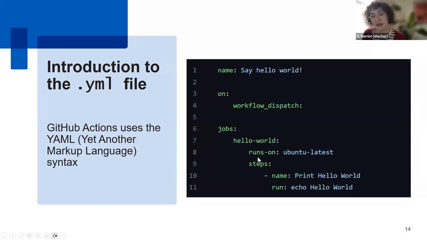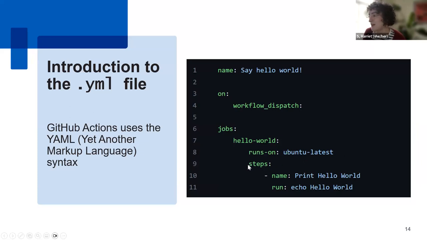Here is where you specify your runner. We've got runs on and then Ubuntu latest. This is a flavor of Linux. It's not really important at this point because we're not doing anything that requires any particular operating system. This is just a very lightweight machine that's very, very useful to use.